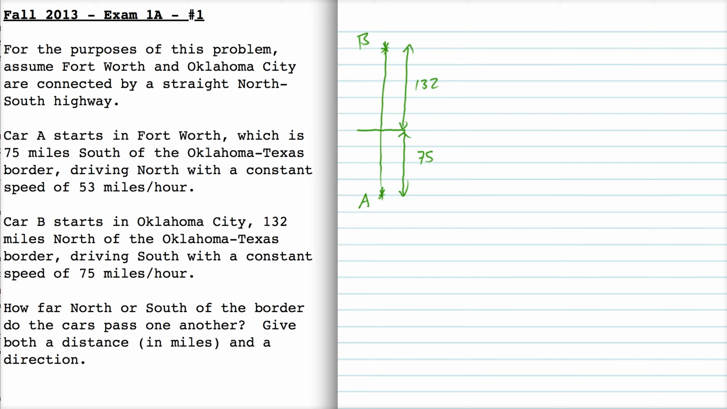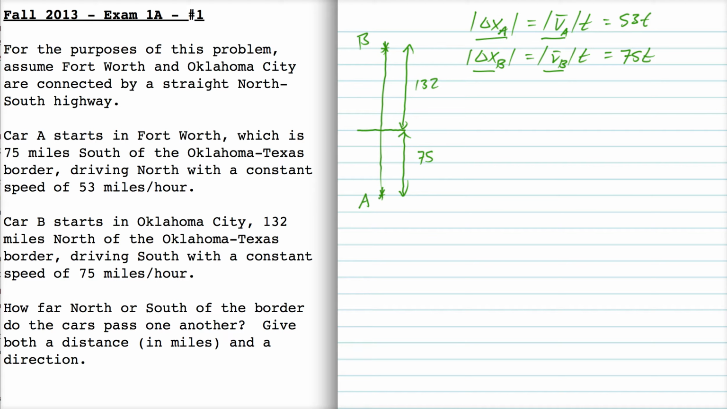So the distance covered by car A is going to be A's average velocity times the time, which is 53 times the time. Likewise, the distance covered by B is going to be the average velocity times time. Now I used absolute value signs here and here because I'm only interested in adding up distances, not velocities.